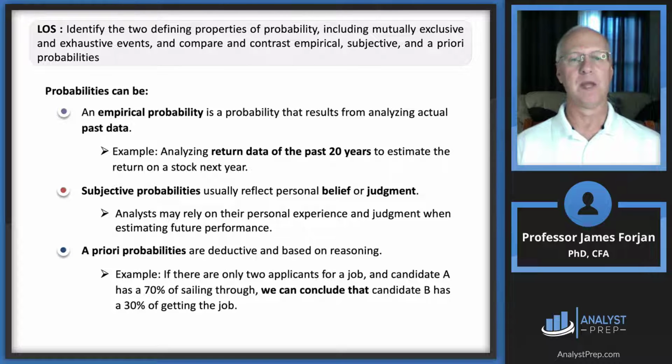A priori probabilities are deductive and based on reasoning, which means we can take a look at the data and make some kind of mathematical, maybe quantitative is a better word, decision. So there's an example. 2 applicants, candidate A, 70% chance. Then we can look and say, hey, you know what? Candidate B only has a 30% chance. Reasoning there, that makes sense.